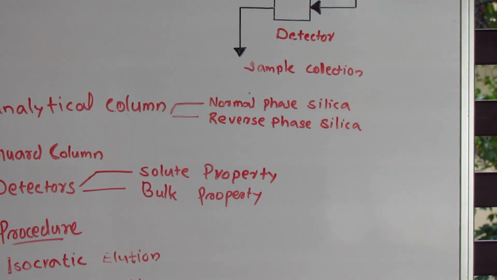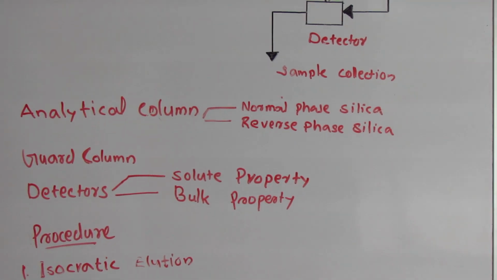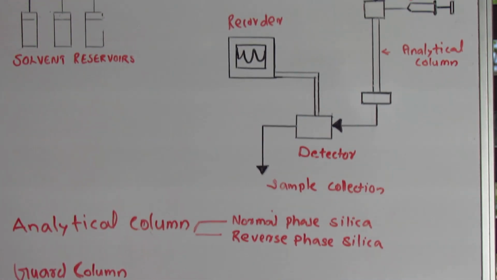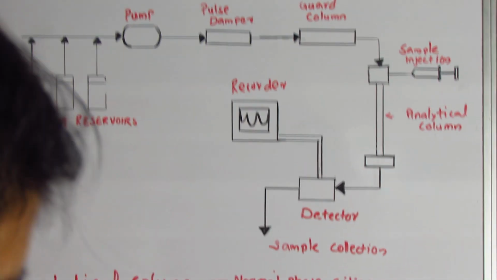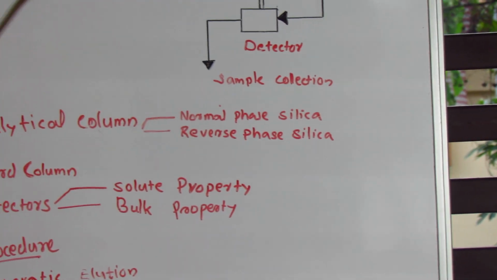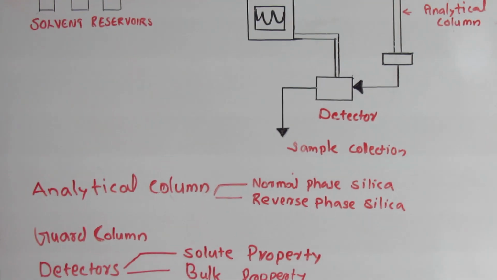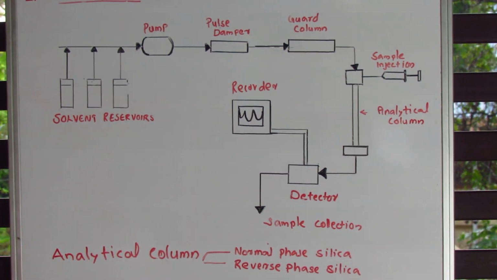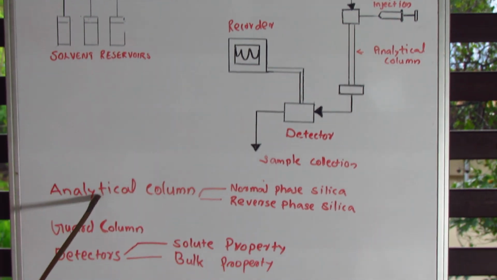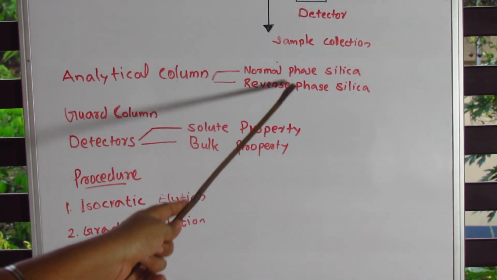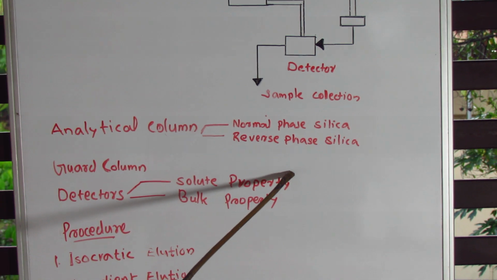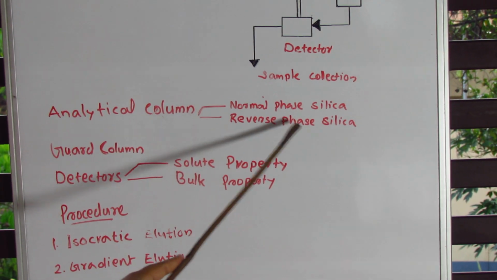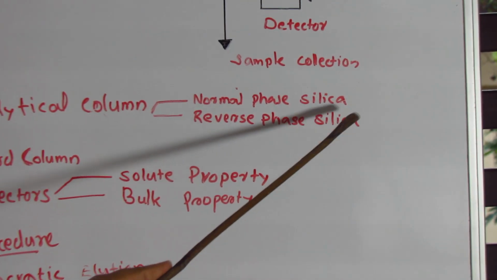In normal phase silica, polar compounds are adsorbed to a great extent and their retention time will be more. Two important factors are there in normal phase silica: the extent of adsorption is high, and at the same time the retention time will be more. So in the analytical column, the two packings are normal phase silica, normally silicon bonded to OH, and reverse phase silica, where instead of OH we use OCH3 group.